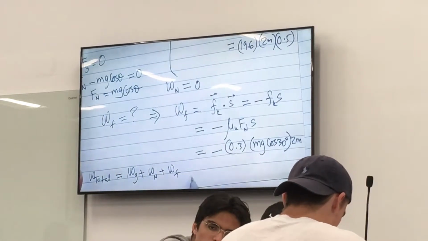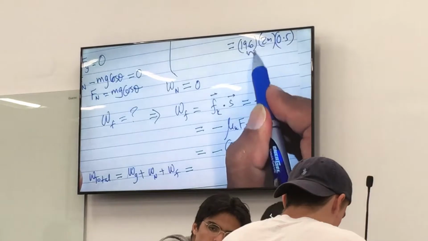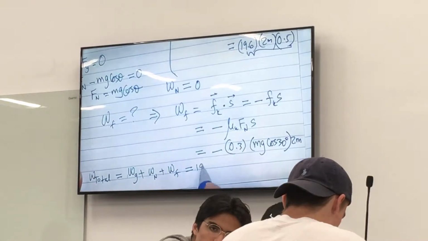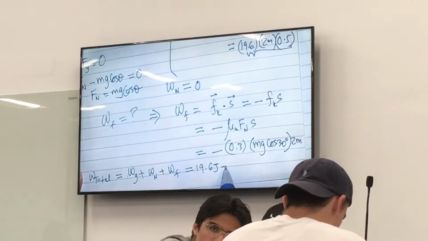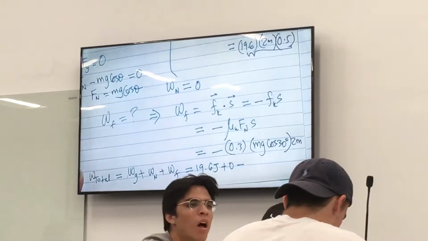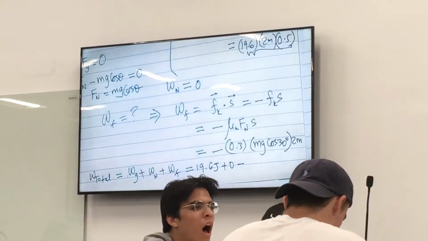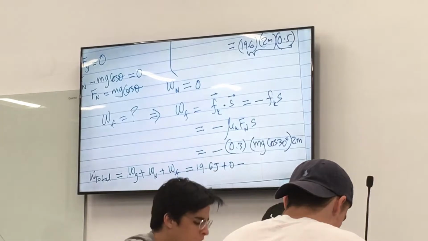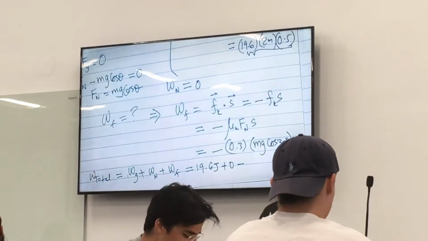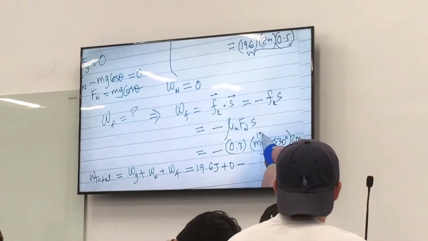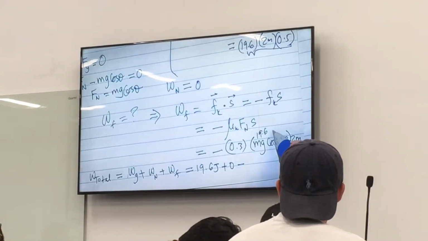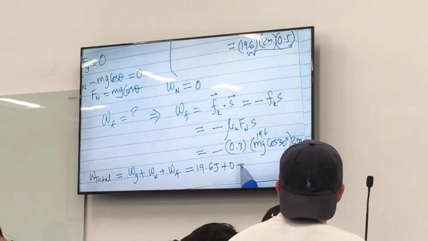So, work done by gravity is positive, and that's 19.6 joule, plus 0, minus work done by friction, which is always negative, minus cosine. Can you give me this number, please? 19.6 times, how much? 10.2 joule.